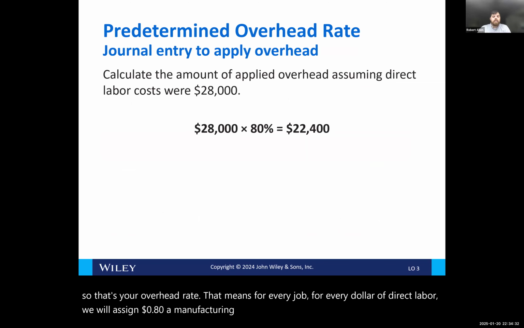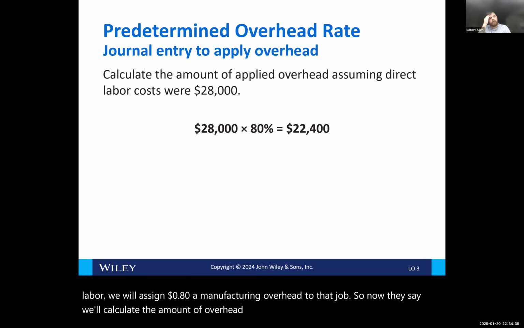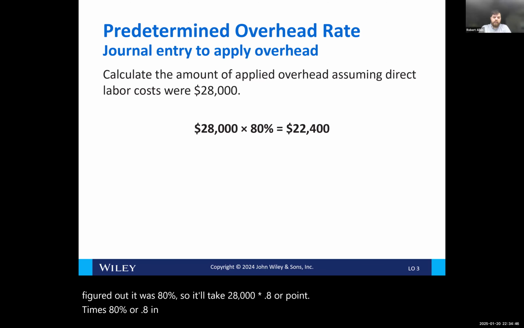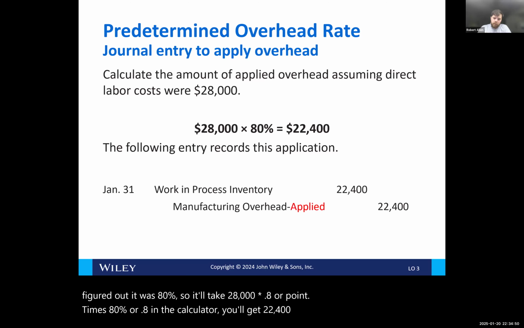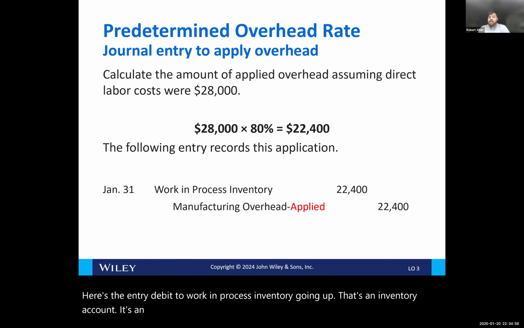So now they say, well, calculate the amount of overhead, assuming direct labor costs were 28,000. Well, you just figured out it was 80%. So you'll take 28,000 times 0.8, or times 80%, and you'll get $22,400. Here's the entry. Debit to work in process inventory going up. That's an inventory account. It's an asset. And credit to manufacturing overhead.